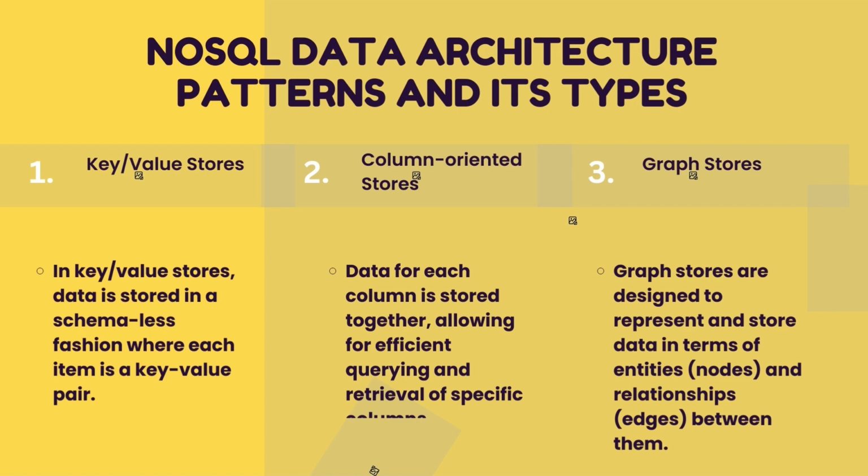The third one is graph stores. Graph stores are designed to represent and store data in terms of entities and relationships between them. They excel in representing and querying complex relationships between data points. Graph databases are highly suitable for social networks, recommendation engines, fraud detection, and network analysis. Examples include Neo4j, Amazon Neptune, JanusGraph, etc.